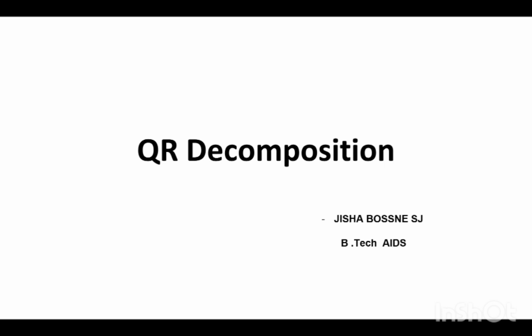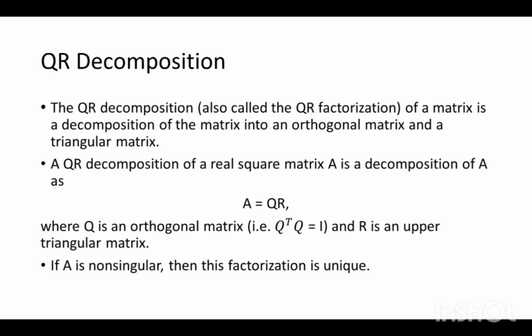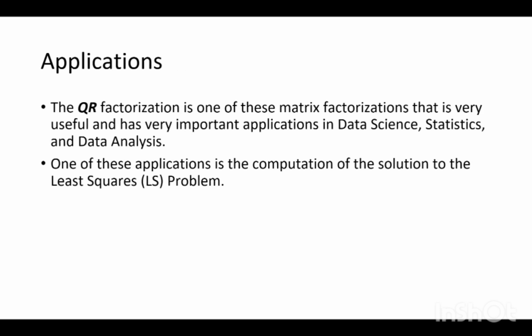QR decomposition is a method of decomposing a matrix into an orthogonal matrix Q and an upper triangular matrix R. This method is widely used in solving systems of linear equations, eigenvalue problems, and least square fitting. Given a matrix A, QR decomposition finds two matrices Q and R such that A = Q × R. Q is an orthogonal matrix, its columns are orthonormal vectors, and R is an upper triangular matrix. If A is an M × N matrix, then Q is M × M matrix and R is M × N matrix.